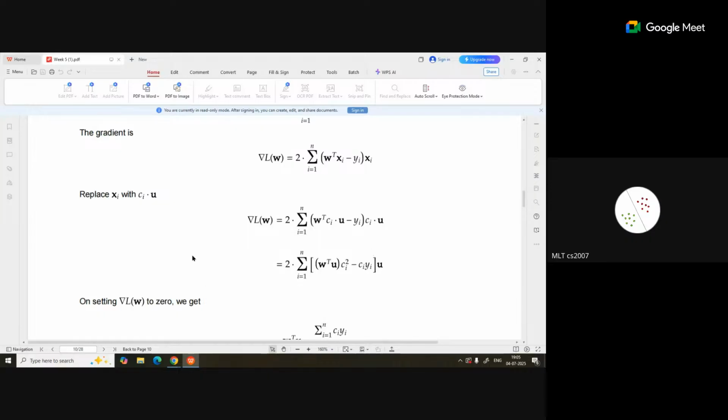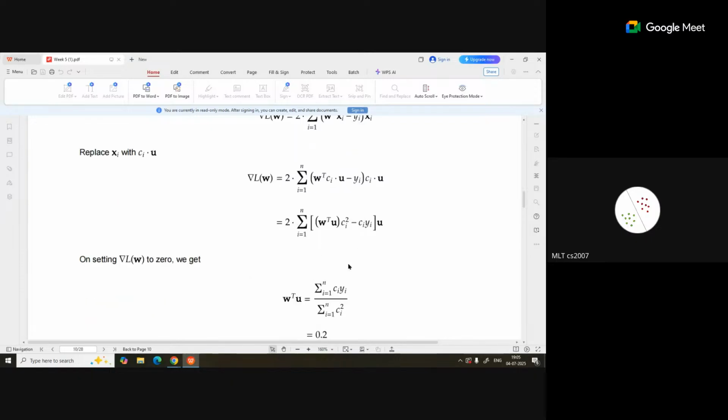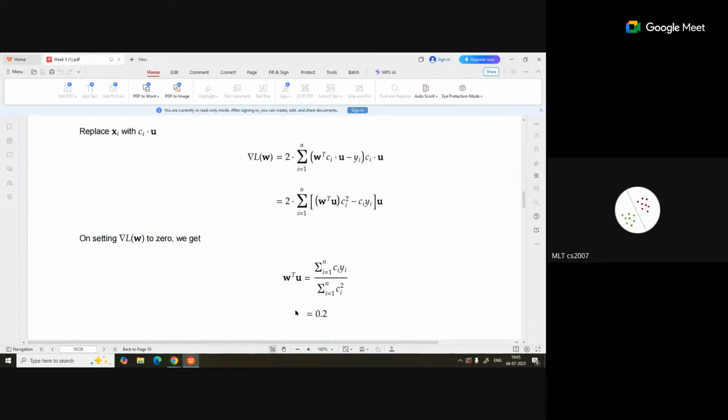Now what is the next step? To get the minimizer, you will have to equate this loss with 0, right? That you should do, right? You take a differentiation, the partial differentiation with respect to W, and you equate it to 0. And by equating it to 0, you get this. Like, you can just see that. Let's say here it is 0. So 2 goes that side, and you get W transpose U equals summation of i equals 1 to n Ci yi divided by summation of i equals 1 to n Ci square. Is that fine? This is okay?